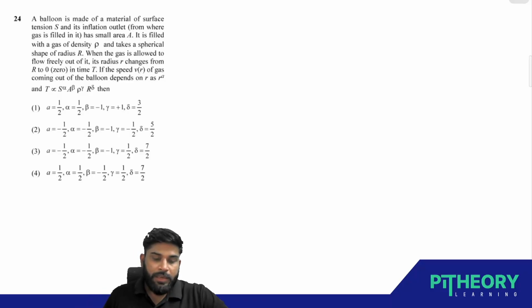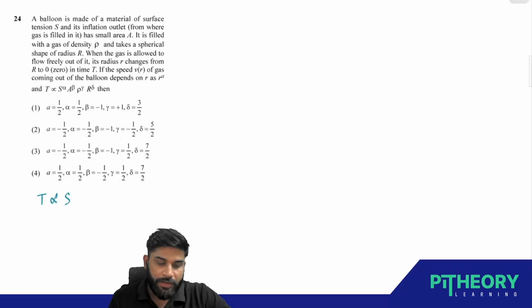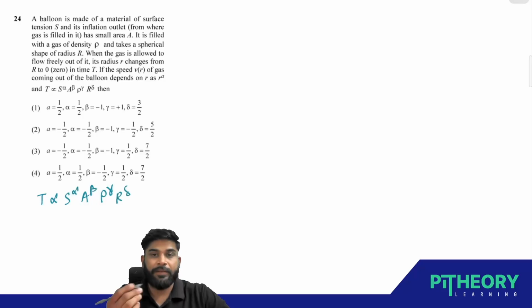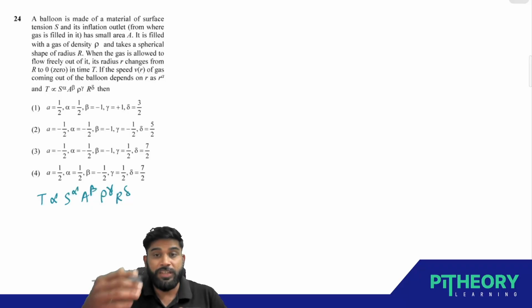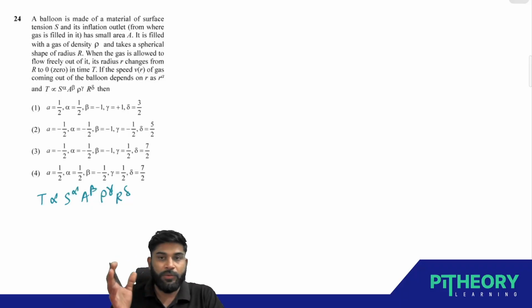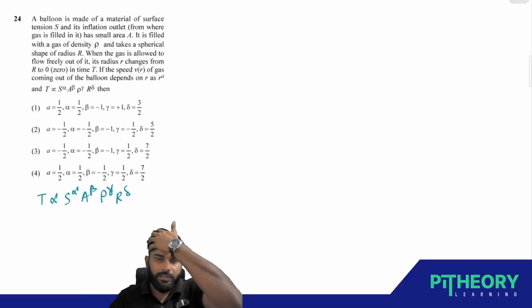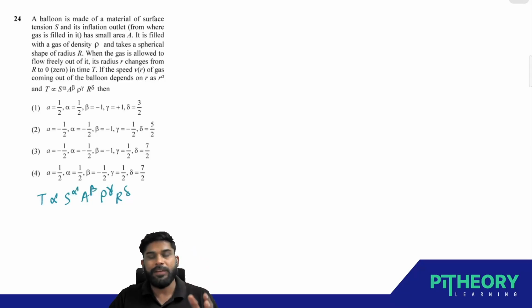Okay. See, I'll start the problem with the given relation only. What is that? T is proportional to S to the power alpha, A to the power beta, rho to the power gamma, and R to the power delta, correct? This is the given relation. What is S here? The surface tension. So if I balance dimensionally, basically two things that we are going to apply. Okay, this is actually a mixed concept question where we apply the dimensional analysis and one more thing that is going to come up. Let's see what it is.